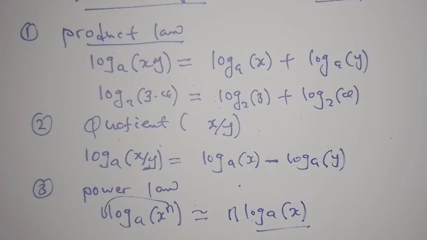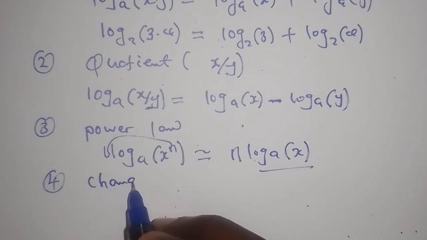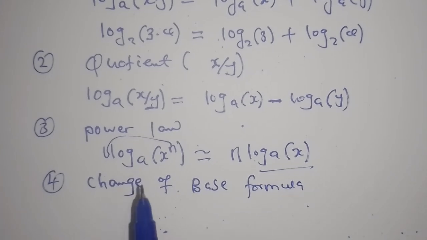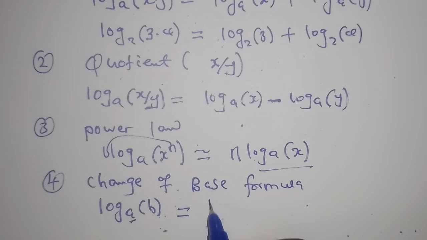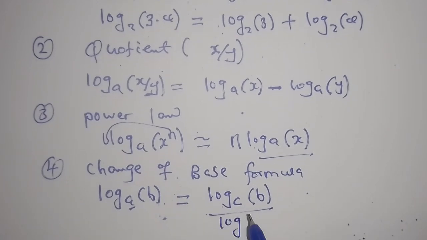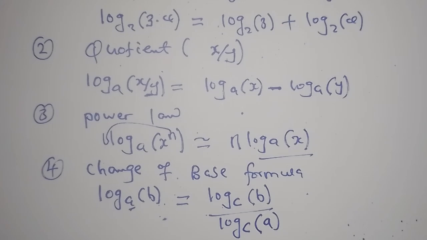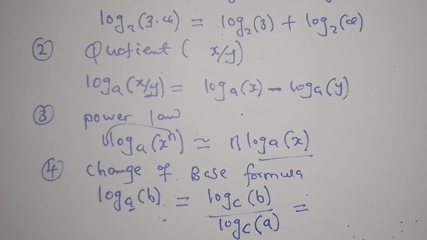And then we also have what is called the change of base formula. Now the change of base could be log a of b. This means that maybe you're changing from this base to another base. So this is going to be log of b to the base you're changing to, divided by log of a to the base you are trying to change to. So this goes to division.